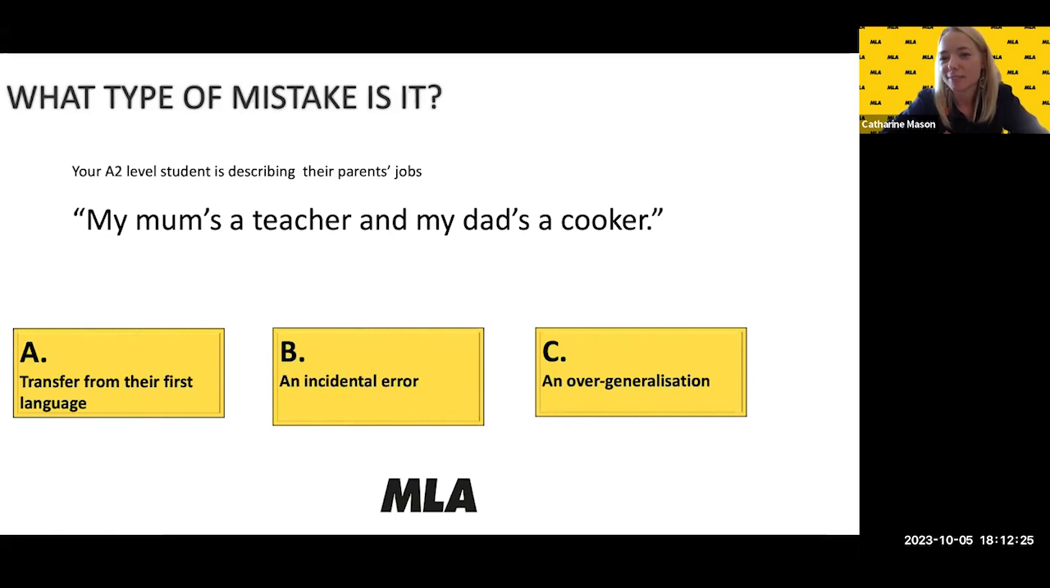A teacher teaches, a singer sings, a driver drives, and so a cooker cooks. But of course, we wouldn't say cooker here. What they're doing is they've learned something in the English language and they're applying it as a rule. And that's a really common mistake that students make, especially at this level. Other things might be, for example, making past simple verbs regular when they're not regular, things like that.